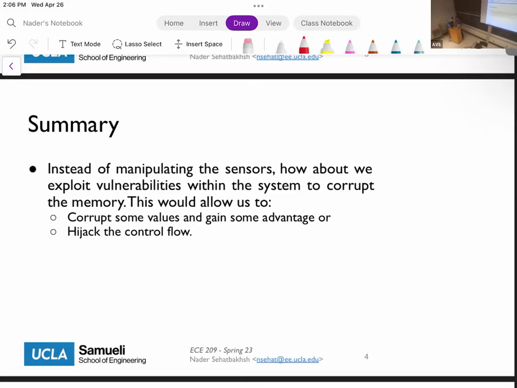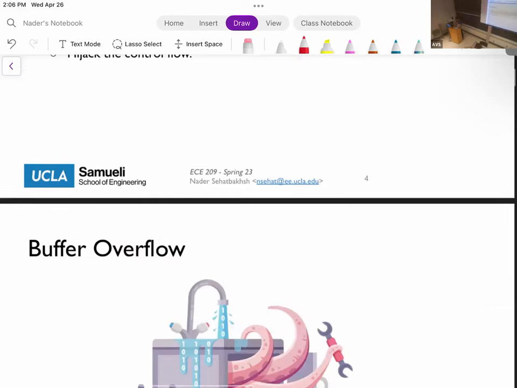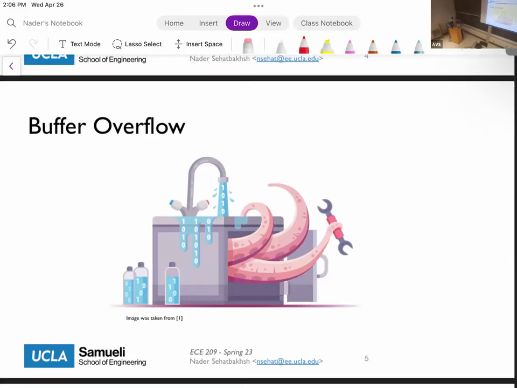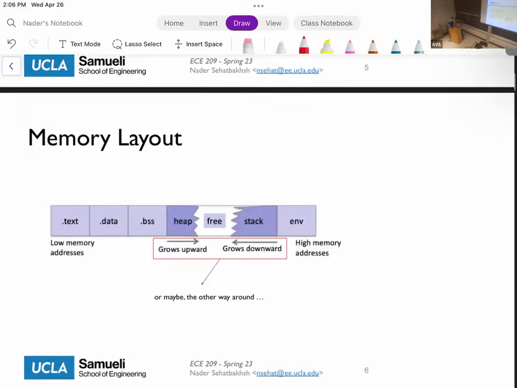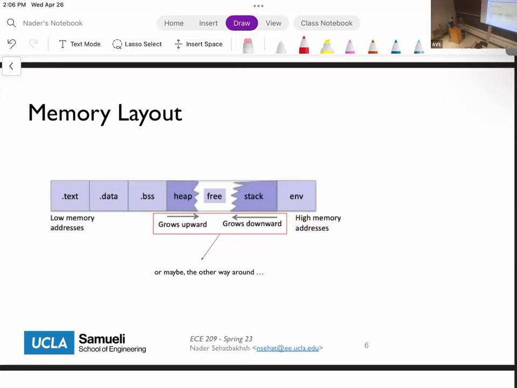One of the things that we can do is hijacking the control flow, and that's where we start the idea of buffer overflow and how buffer overflow works. We start with giving a little bit of quick background. I'm sure most of you are already familiar with buffer overflow, but let's see, how many of you have heard buffer overflow before Monday? Okay. So I would say half.